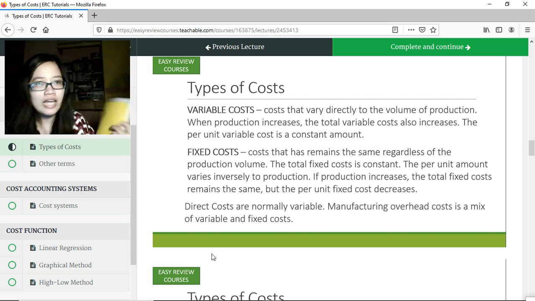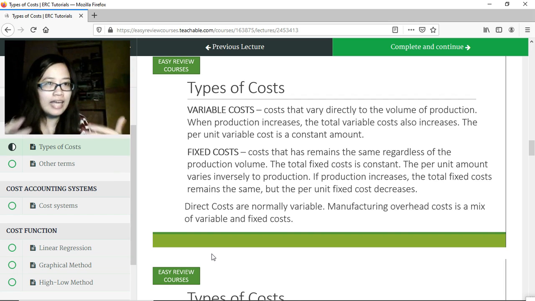So ang nangyayari, kapag tumataas yung volume of production mo, yung fixed cost per unit ay lumiliit kasi dumadami yung nag-share doon sa fixed cost. Pero yung total amount niya, total fixed cost is the same regardless nung volume ng iyong production. Okay? Direct costs are normally variable. Manufacturing overhead cost is a mix of variable and fixed costs.